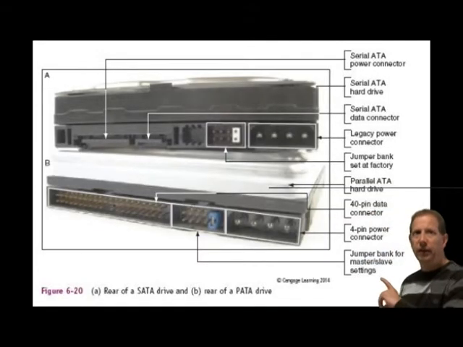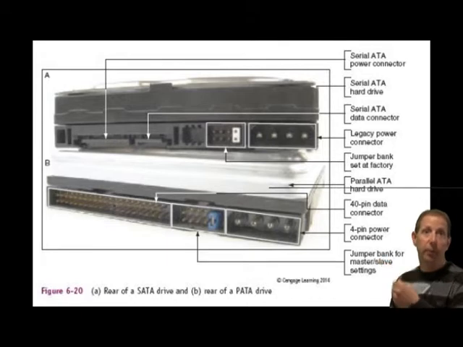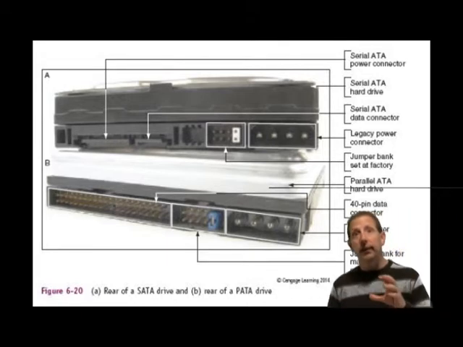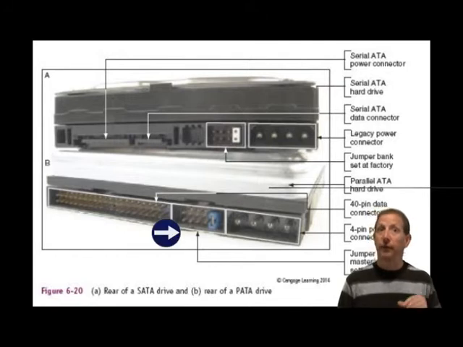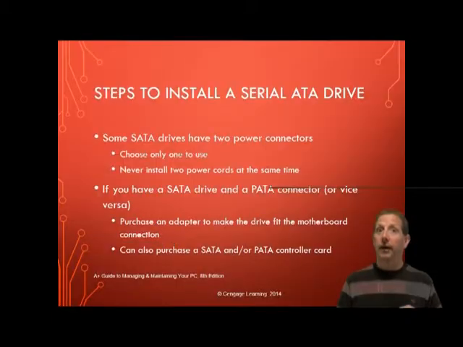Now, as you can see here, you can see the back of 2 hard drives, and one uses a SATA interface and the other uses a PATA interface. Now notice that the PATA drive has a bank of jumpers. Now these jumpers are used to determine master or slave settings on the IDE channel. Because the serial data cable accommodates only a single drive, there is no need for jumpers on the drive for master or slave settings.